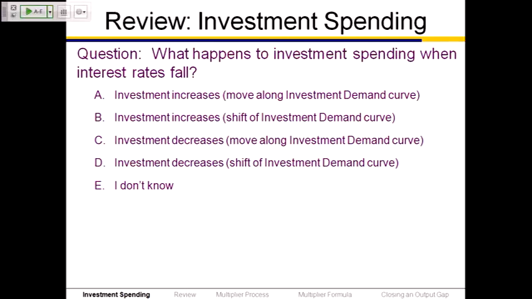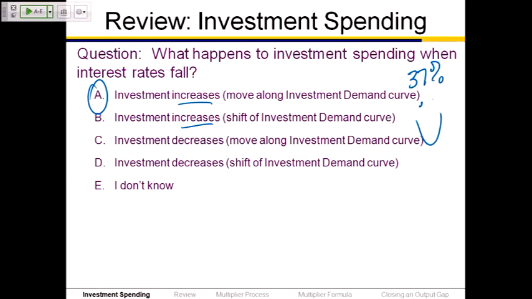Good. All right. So most of you got that. Most of you got that investment increases. Lower interest rates mean some projects that previously had been unprofitable will now be profitable and will be undertaken. Interest rates, remember, is measured on the vertical axis of the investment demand curve. If whatever we're talking about is measured on one of the axes and it changes, we move along the existing curve. Correct answer here is A.